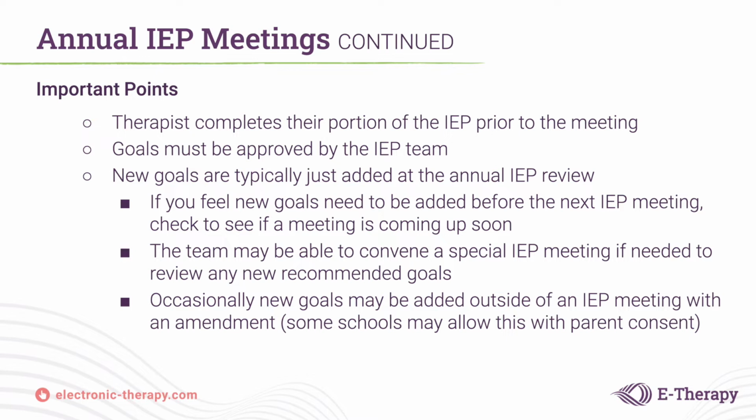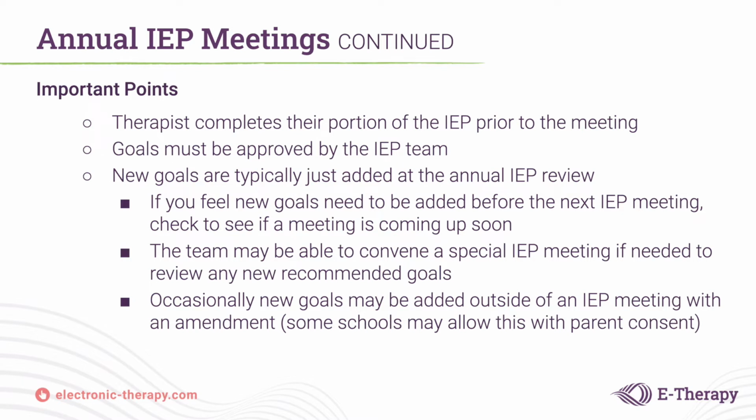The goals must be approved by the IEP team, and the main time that new goals are added is at that annual IEP meeting. So typically, we wait for that annual IEP meeting to add your new recommended goals. However, if you get a new student and you begin working with the student and find, gosh, these current goals really aren't appropriate anymore, he's made good progress, or he's regressed, or whatever the situation might be, you may realize the goals aren't appropriate for whatever reason and feel that they really need to be updated.